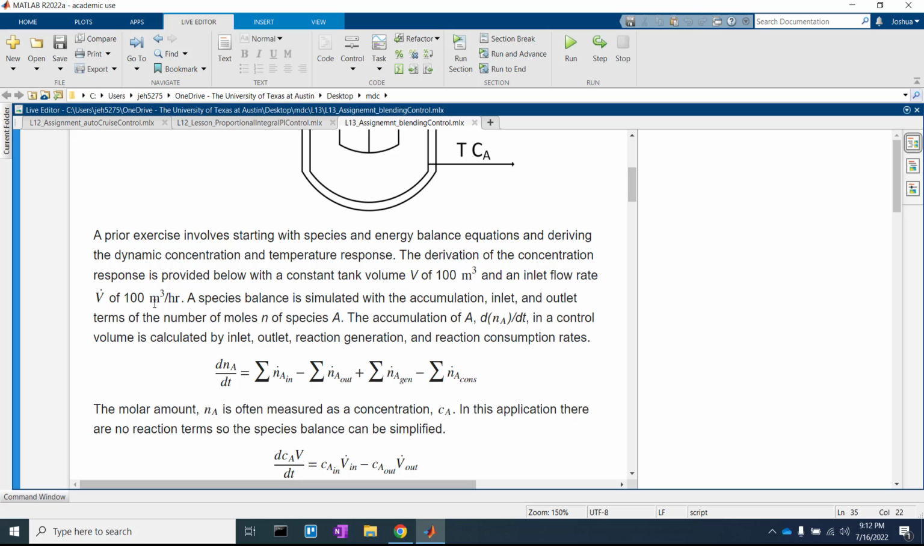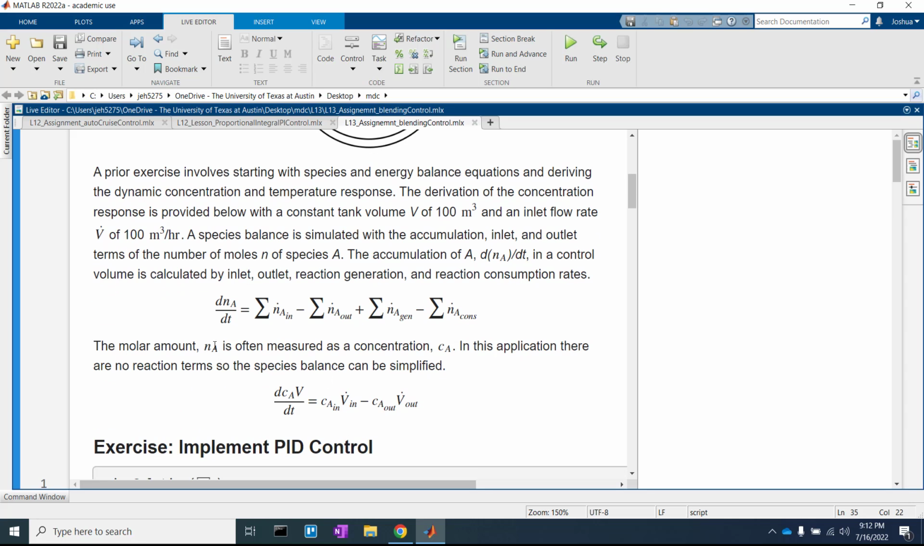We're going to do a species balance with the normal amount, so the change in moles inside is going to be equal to the number of moles in minus the number of moles out plus generation minus consumption. Since we can measure this in concentration, if we just normalize by the volume, since it's constant, we have our concentration depending on the concentration in and the volume flow rate in, and the concentration out and the volume flow rate out.